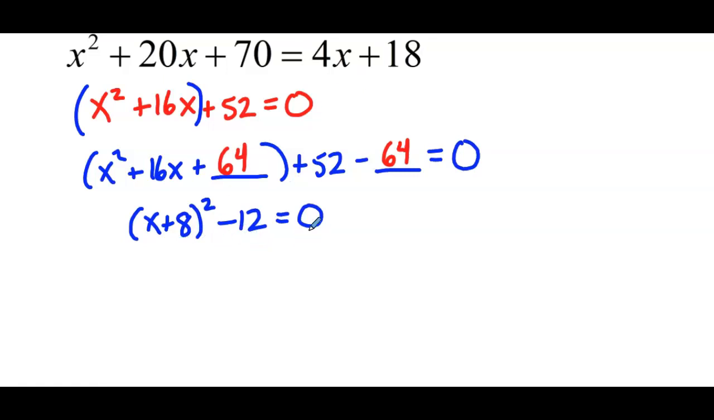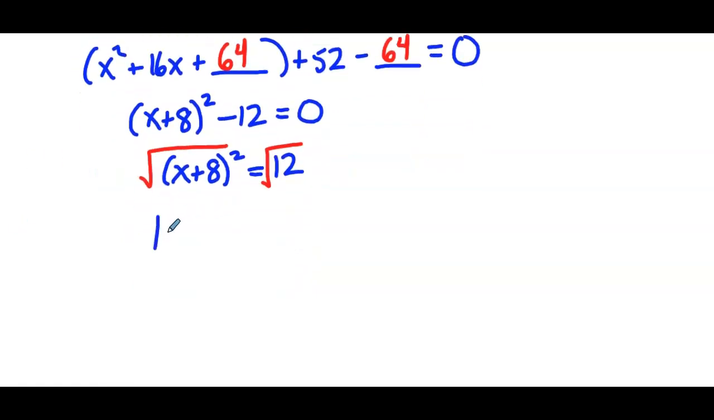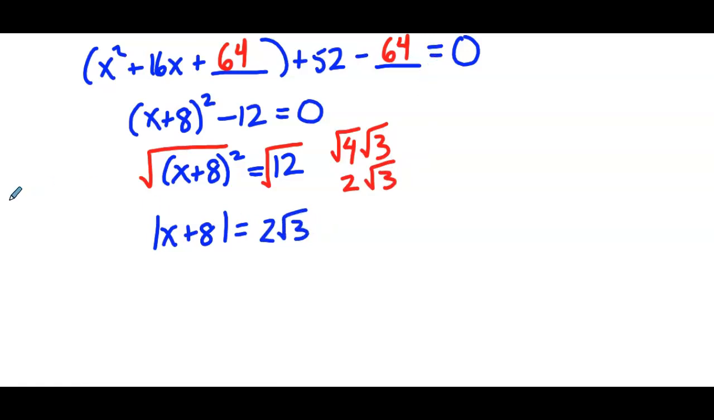Okay, so now we add 12 to both sides, so x plus 8 squared equals 12. We're going to take the square root of both sides. So this gives us the absolute value of x plus 8 equals, well, 12 is not a perfect square. So we have to put this in simplest radical form. So if we remember, square root of 12 can be expressed as the square root of 4 times the square root of 3, which is 2 times the square root of 3. So 2 square root of 3.